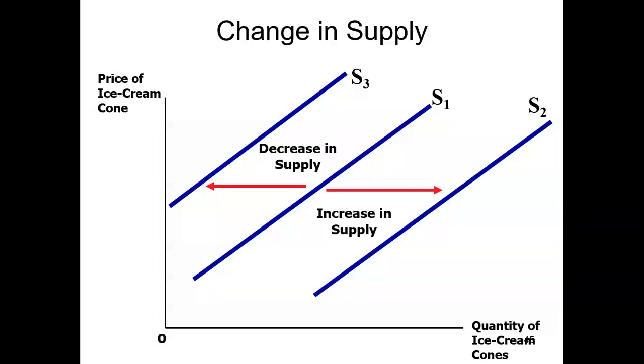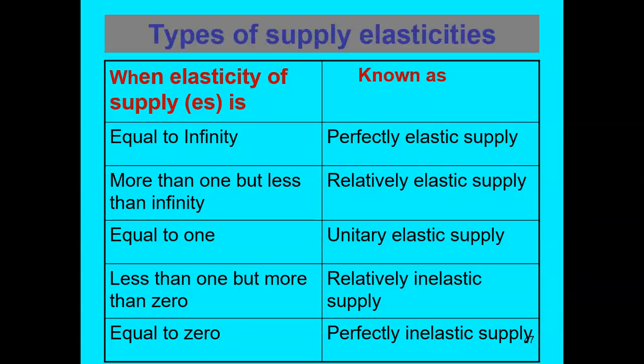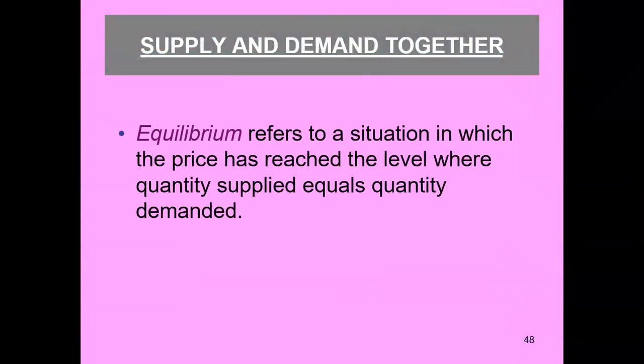Another side, an increase in supply, this side. What do we mean by elasticity of supply? It refers to the percentage change in quantity supplied of a product due to a percentage change in its price. So here, the types of supply elasticity are similar in nature to demand: equal to infinity is perfectly elastic; more than one but less than infinity, relatively elastic; equal to one, unitary; less than one, relatively inelastic; equal to zero is perfectly inelastic supply.